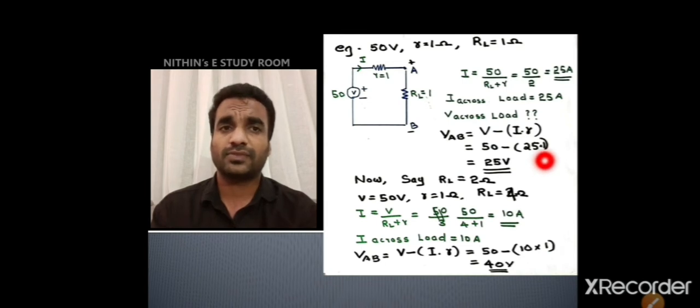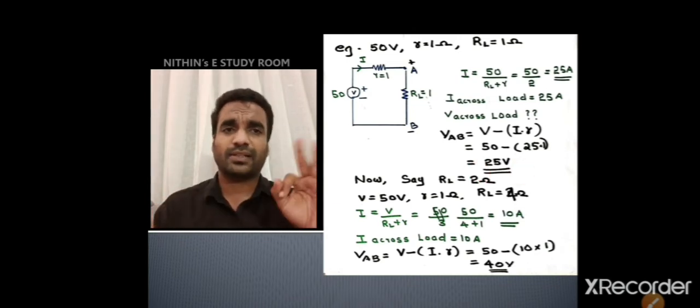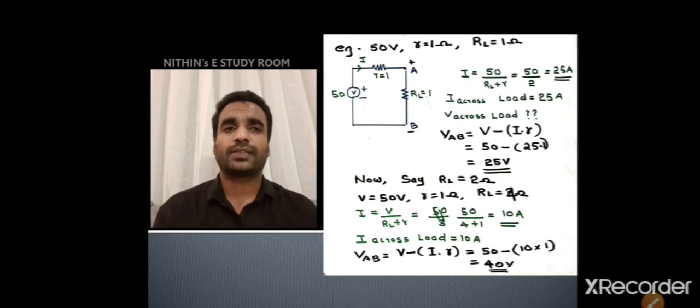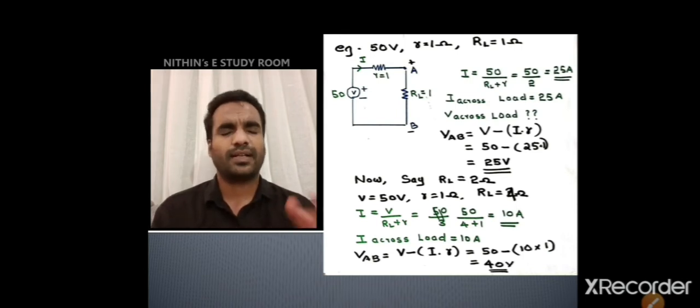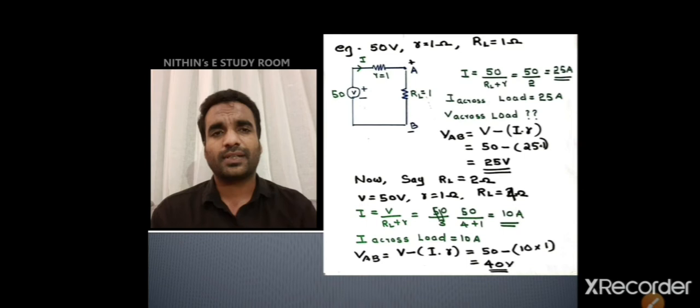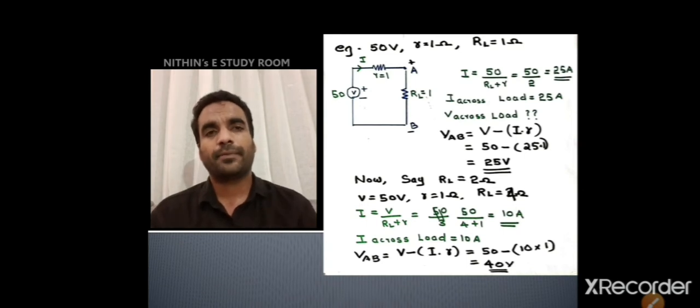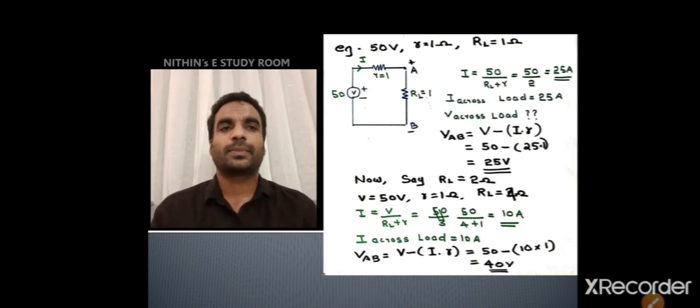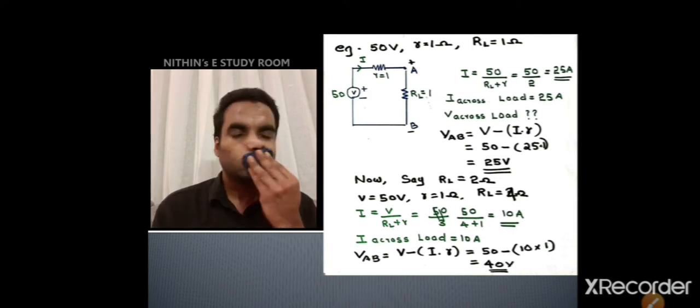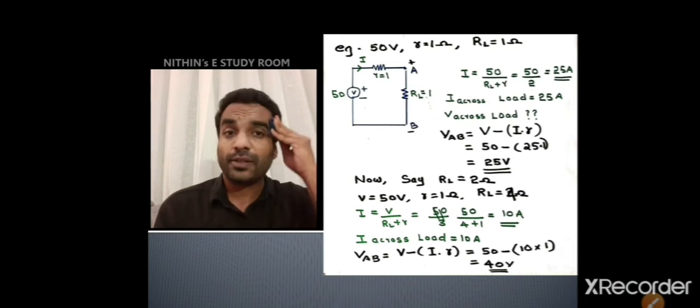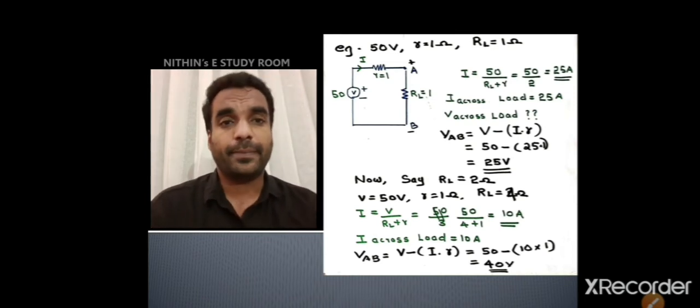Drop across the 1 ohm resistance, how can we find the drop? Drop is voltage, that is current into resistance. So 25 into 1, so 25 volt. I already explained methods for finding the voltage across AB. You can choose any one of the methods. Actually it is not three methods, it is two. In one method I am applying the voltage division rule, and in the other we can apply Kirchhoff's voltage law. Whatever it may be, you will get a voltage of 25 volt across the terminals VAB.